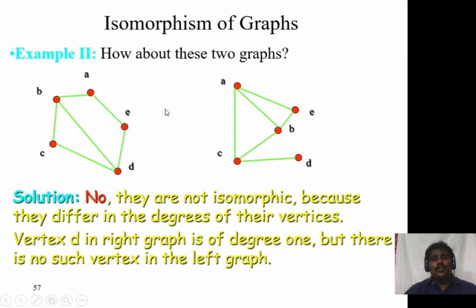First of all we have to check whether the two graphs have the same vertices. If they have the same vertices, then the first condition is satisfied. Next we have to check whether they have the same edges. If they have the same edges, then the second condition is satisfied. Now we go for the third condition: we have to check the degree of vertices. Both must have the same degrees of vertices. Then only it is isomorphic. Otherwise it is said to be not isomorphic. So here the degrees of vertices are not equal, so these two graphs are not isomorphic.